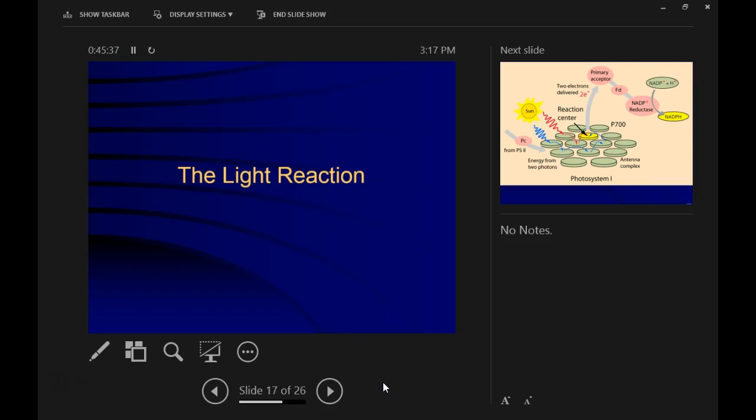Turns out that this is all going to take place right here, and it's going to involve two photosystems. So we're going to start with the first photosystem. Now, there's two photosystems. The first one is called Photosystem I, and the second one, guess what? Photosystem II. They're named in the order of their discovery. So let's take a look at Photosystem I.